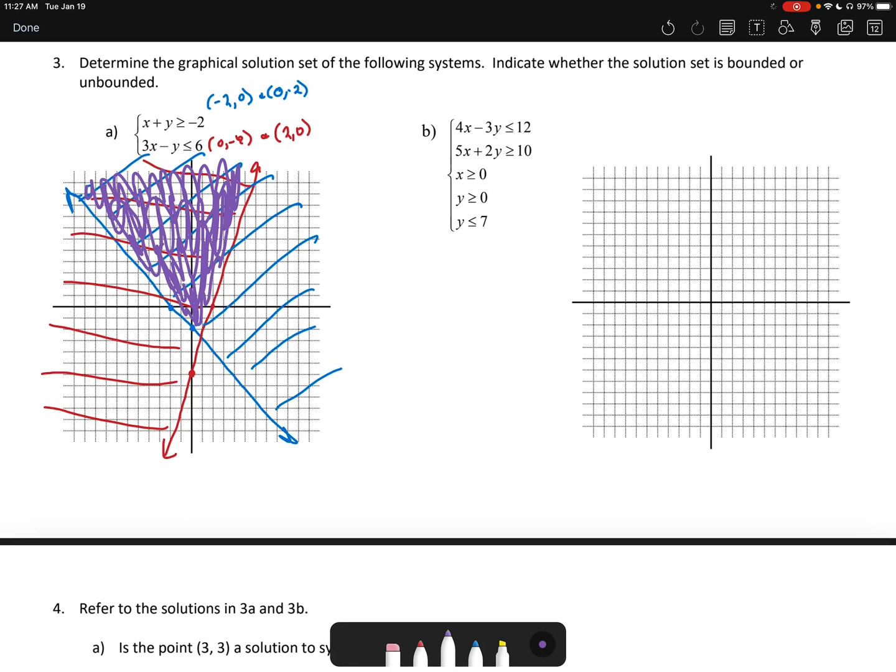This one, I cannot draw a circle around it, right? I can't enclose it into a circle because these are going to just keep going out forever in this direction. So this one would be considered unbounded.